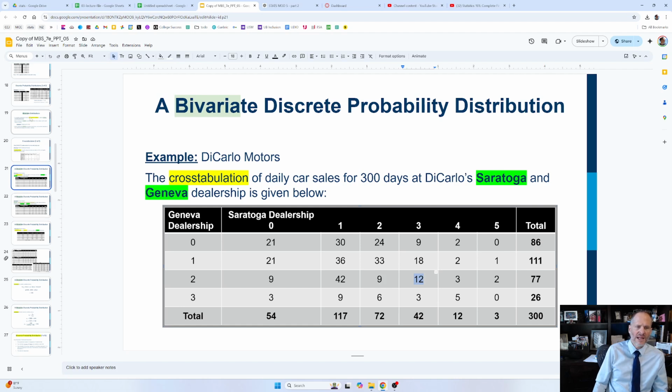Bivariate, and bivariate again is by to variate variable. It's 2 variables, and it's the distribution of what occurred. And so here's a probability distribution. So we can make this look more like probability by taking each of these and dividing it by 300, and it'll show us what percent of the time.